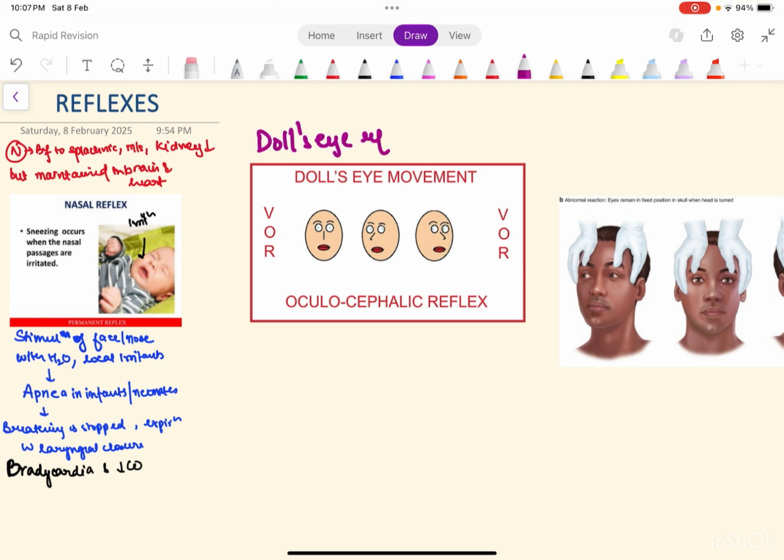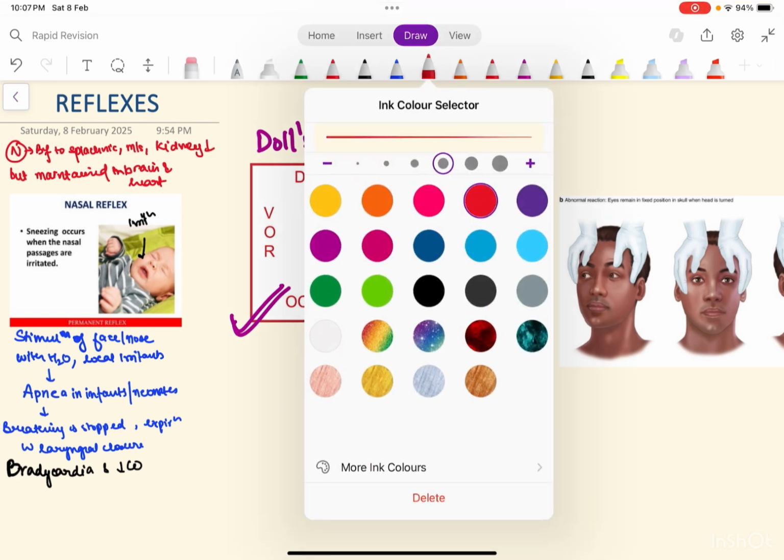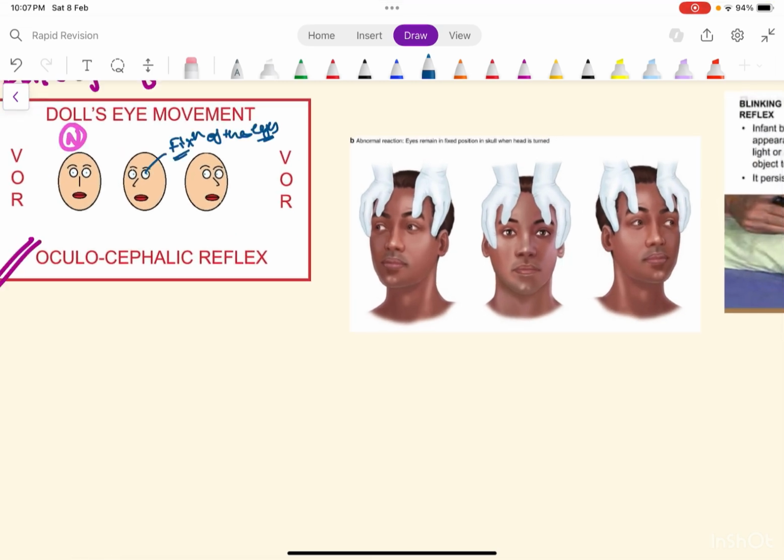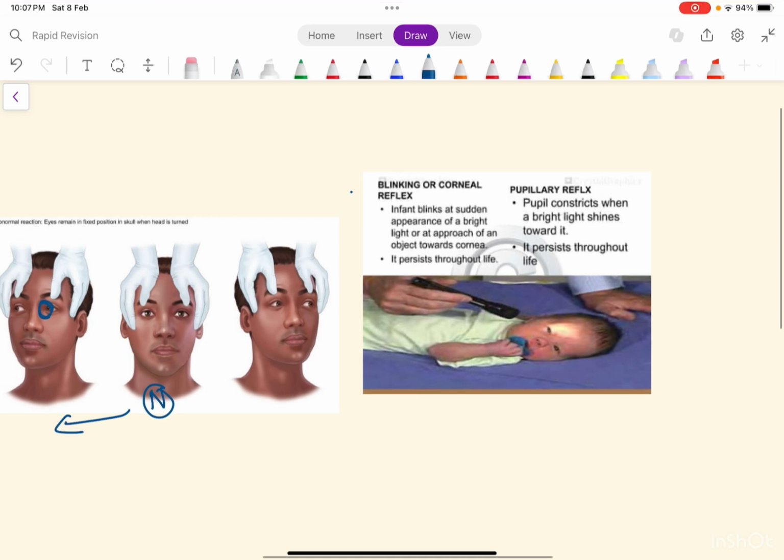Now the second one is the doll's eye reflex, also called the oculocephalic reflex. Here, this is a normal face. Now the person turns their head to one side, but there is fixation of the eyes. So this is what happens in doll's eye. Same as this one: here it's normal, then he turns his head and there is fixation.